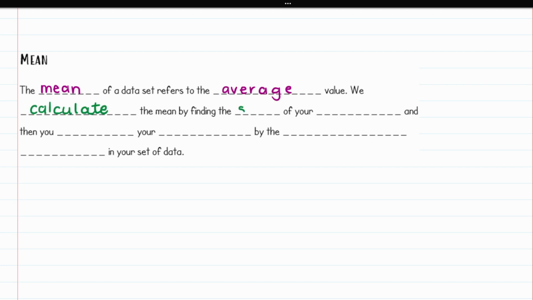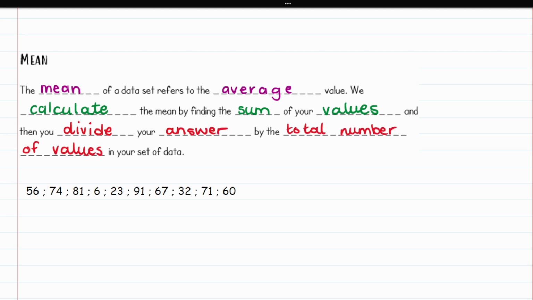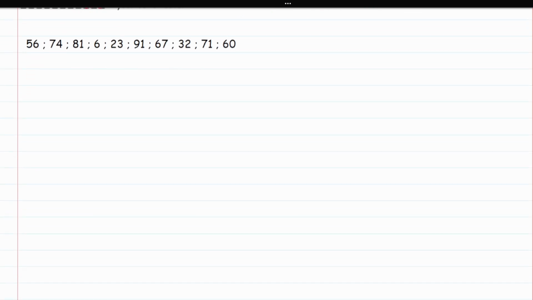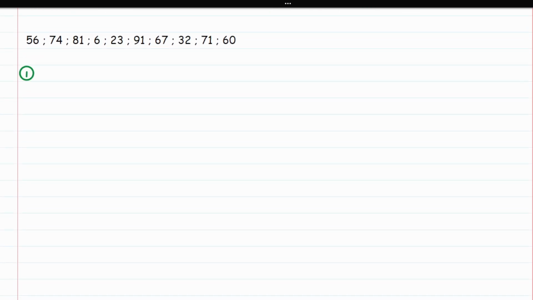We calculate the mean by finding the sum of your values, and then you divide your answer by the number of values in your set of data. Consider these numbers as an example. To find the average, we just need to follow 3 steps. Firstly, find the sum of the values. This means that I am going to add them all together. When I do, I get an answer of 561.